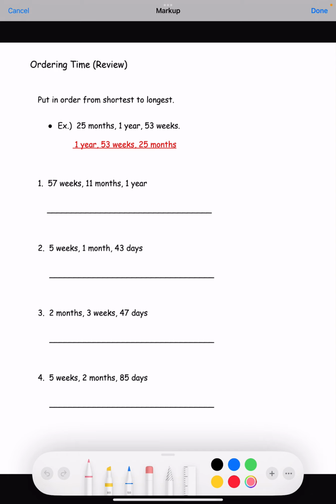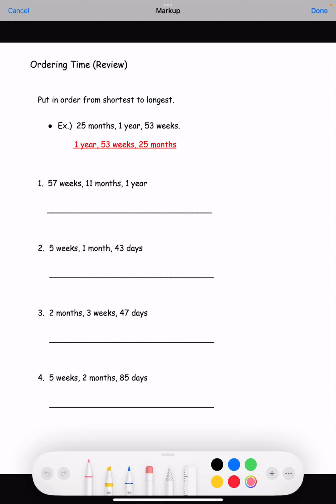Ordering time review. Put in order from shortest to longest. Example: 25 months, 1 year, 53 weeks. From shortest to longest, 1 year is the shortest, and then it's 53 weeks, and then 25 months.